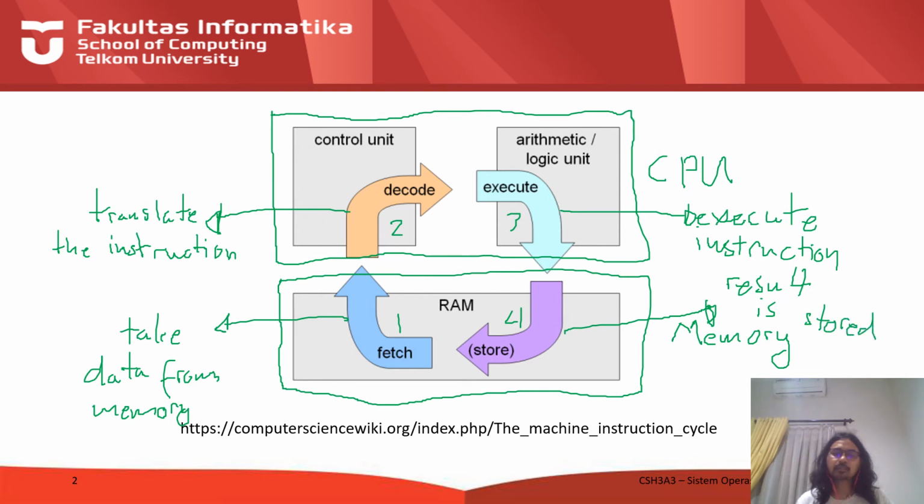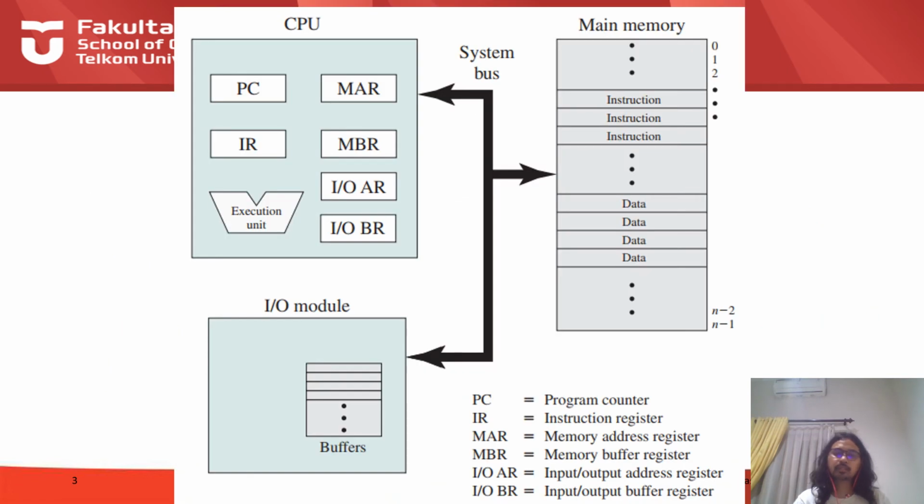Okay, that's the basics of the process of a CPU. And these are the main parts of a CPU. Before, you can see that the main parts are the CPU, memory, and the I/O module, which will be a bridge between the user and the CPU and the memory. So these are the main parts.